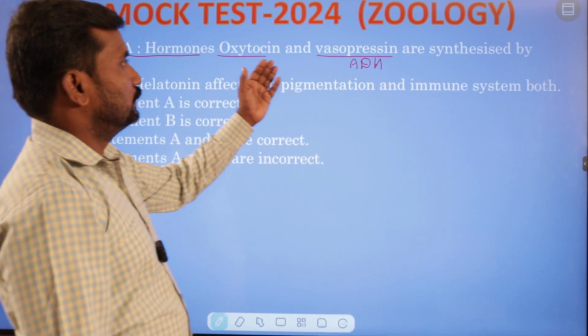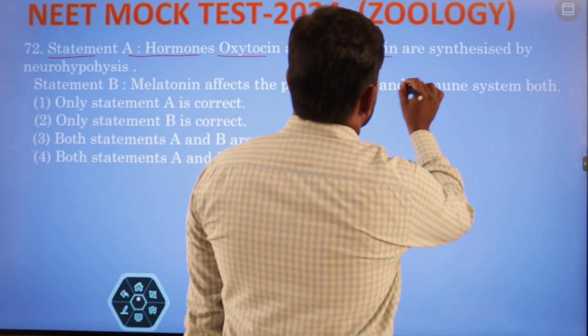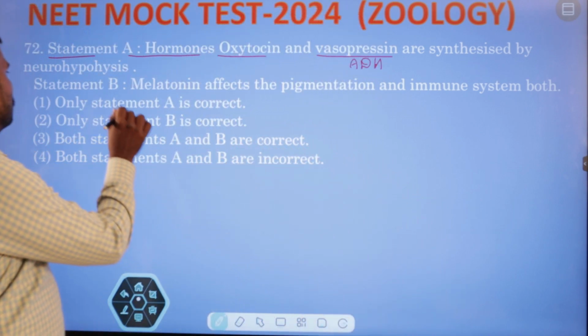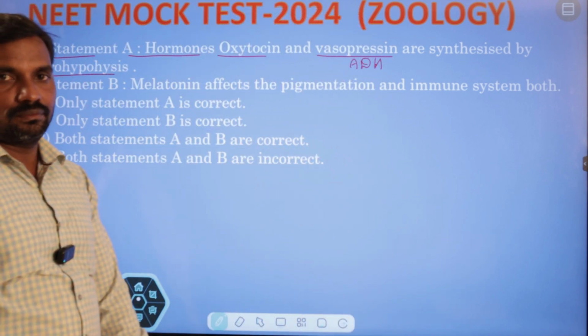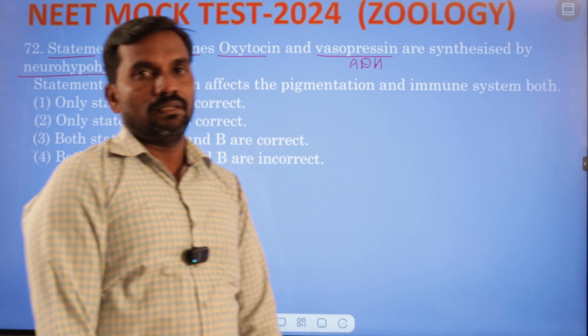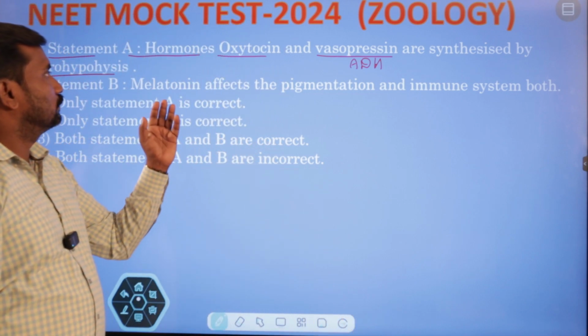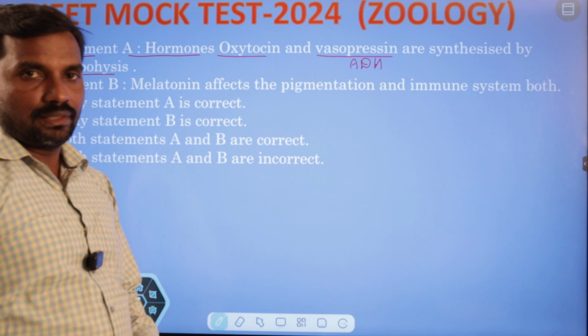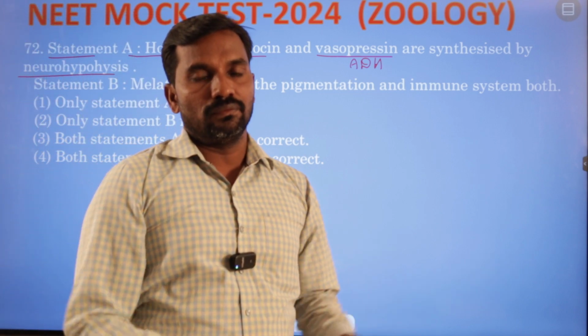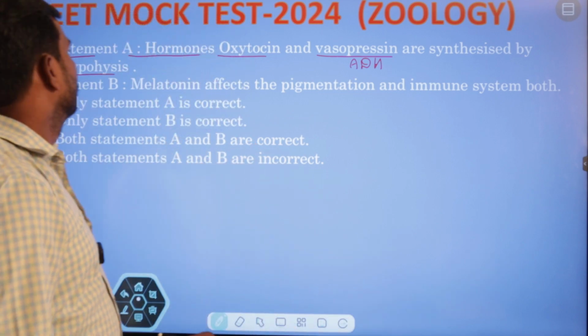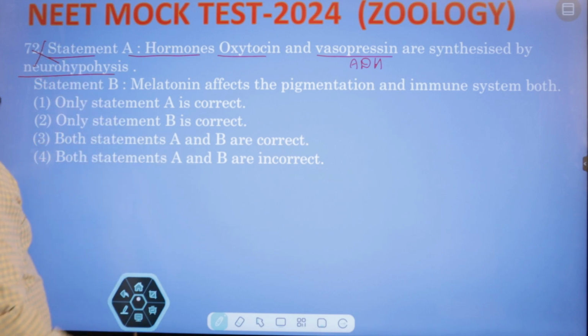Both oxytocin and vasopressin are synthesized by, and this is the most important thing, not the neurohypophysis. They are synthesized by the hypothalamus. Temporarily they are stored in the neurohypophysis. From there they are released to the respective organs or target tissues. So this is wrong, not a correct statement.